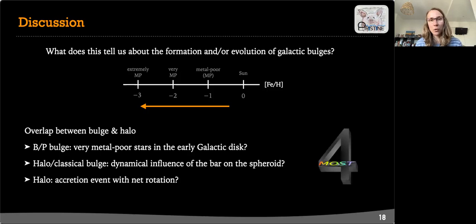And for that, I really look forward to the FOREMOST survey, which will target both RR Lyrae in the bulge and very metal poor stars pre-selected from PIGS. So it'll be a very interesting time to be able to disentangle more what's happening in the metal poor inner galaxy.